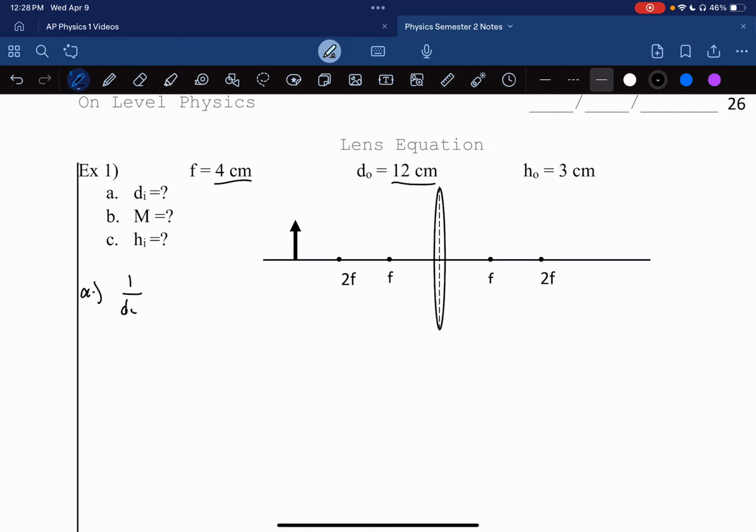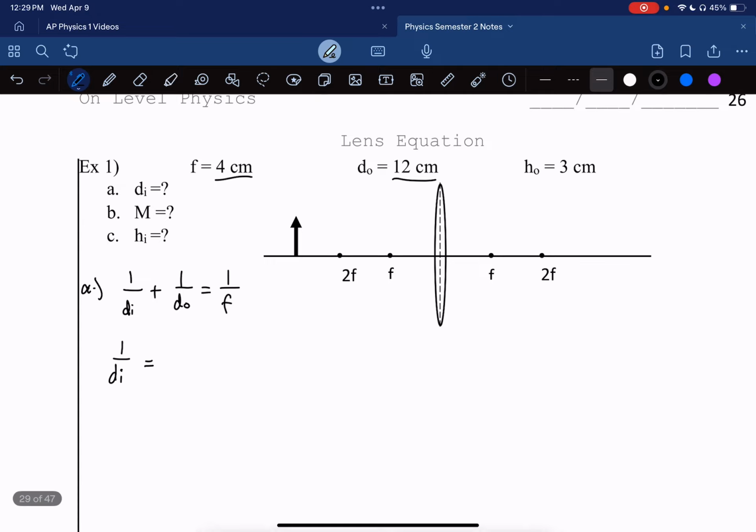We always go in this order. This is 1 over di plus 1 over do is 1 over f. Plug in what you know. We're looking for di, so we're not going to be able to plug in anything there. Not equals, but plus. We know do is 12. And we know that the focal point is 4 centimeters from the lens. That's this distance here. As we usually want to do, we want to isolate the variable, di. We don't have di, we have 1 over di, which will be good enough.